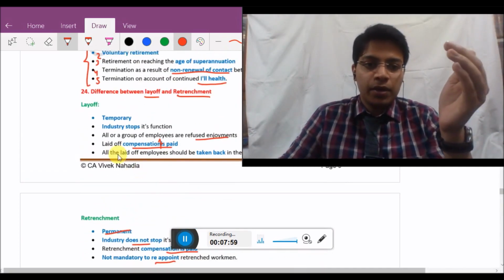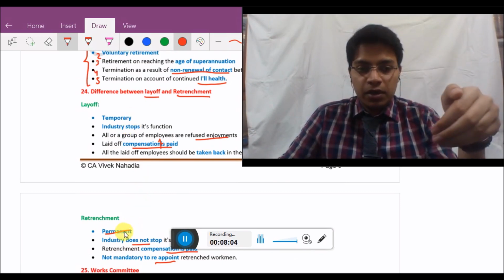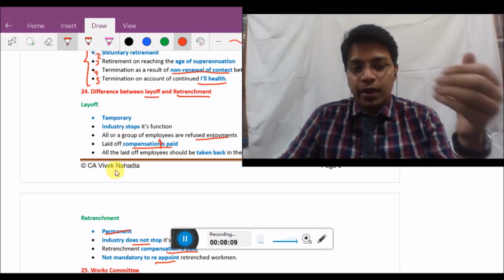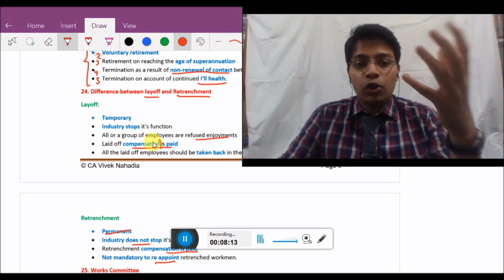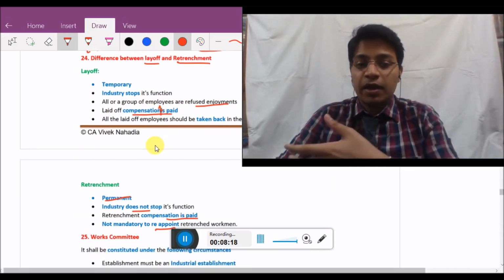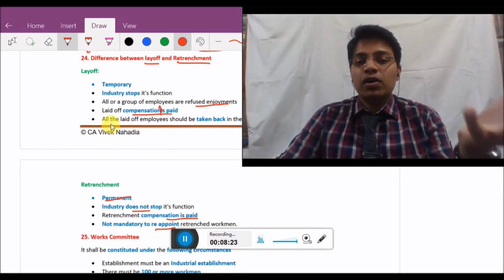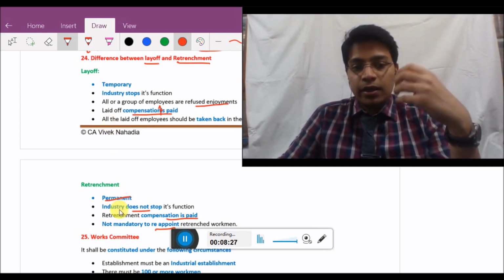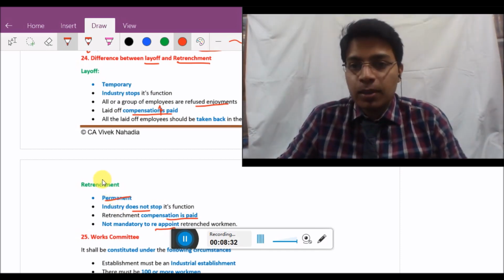Let's do a recap. Difference between layoff and retrenchment. Layoff is temporary. Retrenchment is permanent. In layoff, industry stops its function. In retrenchment, industry does not stop its function. In layoff, all or a group of employees are refused employment and layoff compensation is paid. Here, retrenchment compensation is paid. It is mandatory for the employer to hire back the employees after the layoff period. It is optional for the employer to take back the retrenched employees.